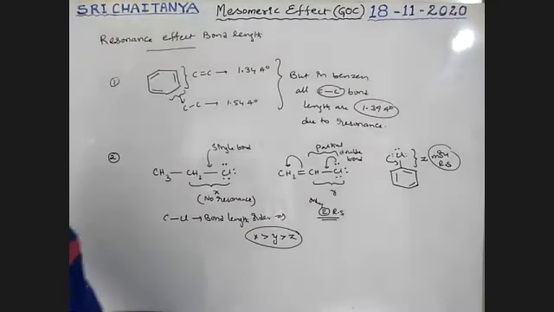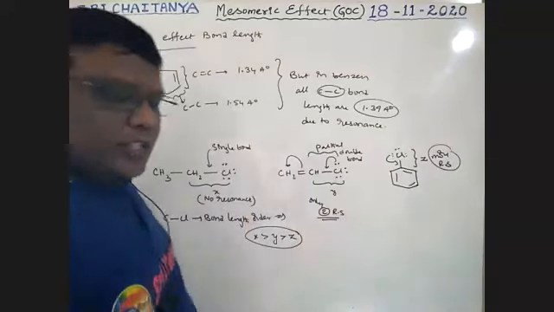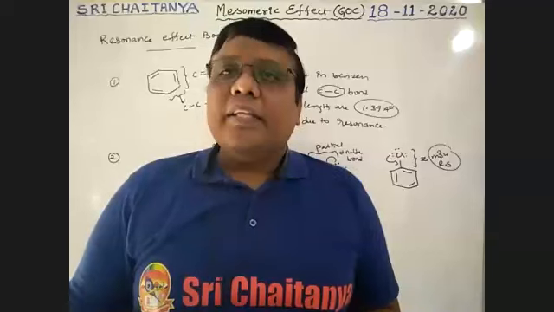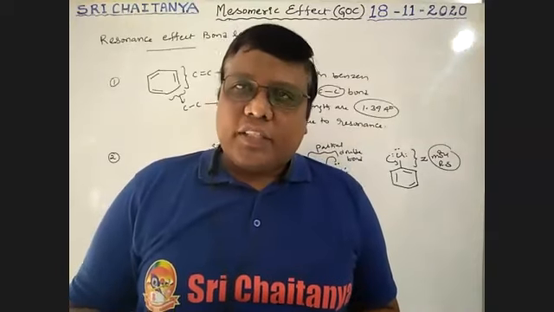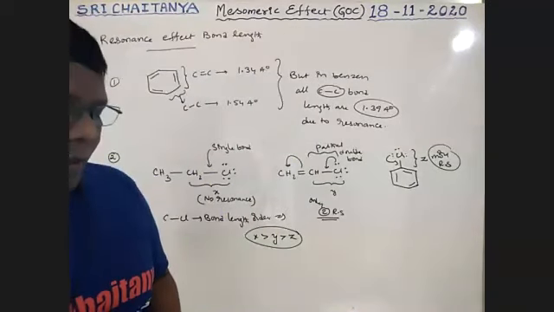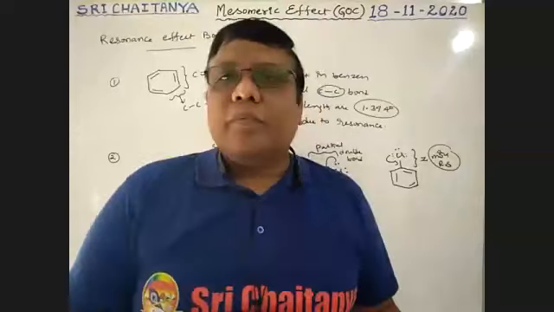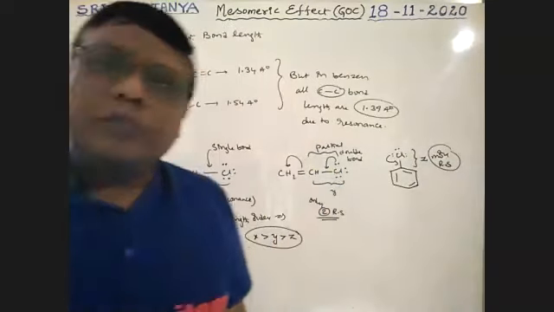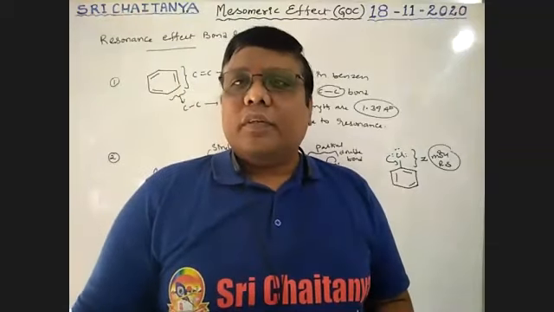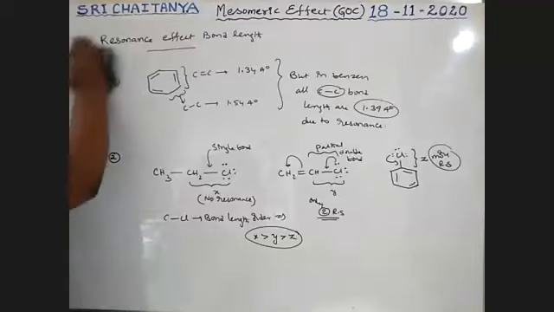So, here more resonance structures, less resonance structures, no resonance. More resonance structures exist, automatically bond length is less. Therefore, bond length is inversely proportional to number of resonating structures. So, this is about bond length. Okay. Next subheading, cross conjugation.